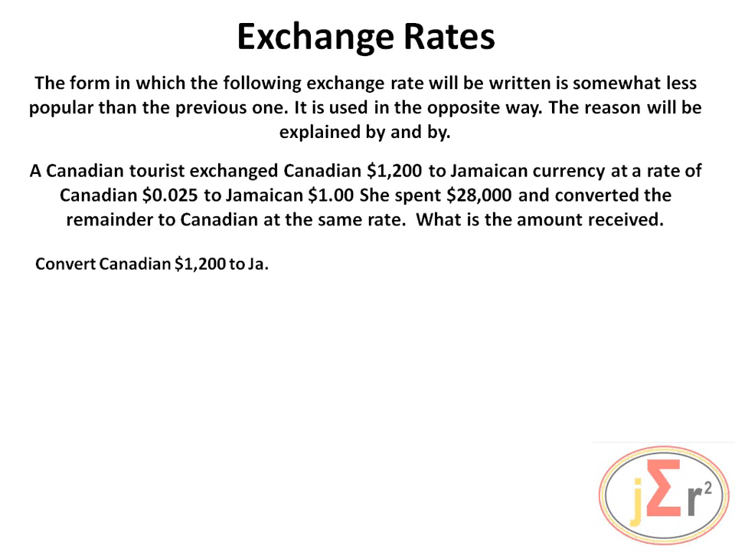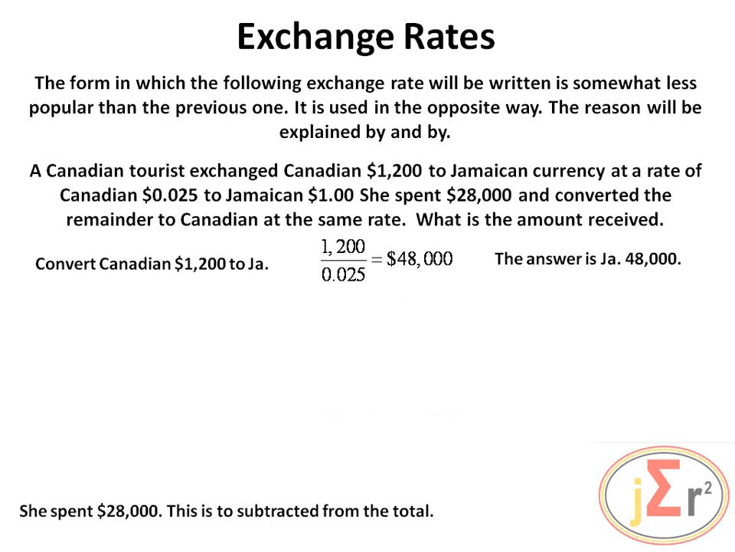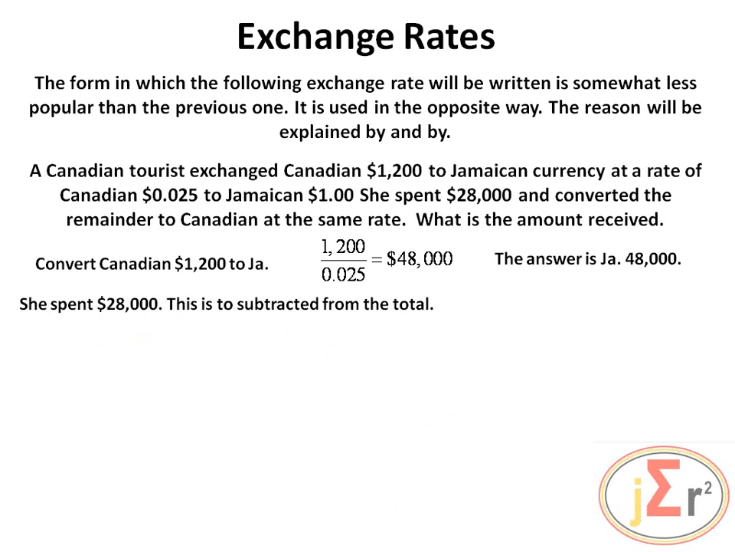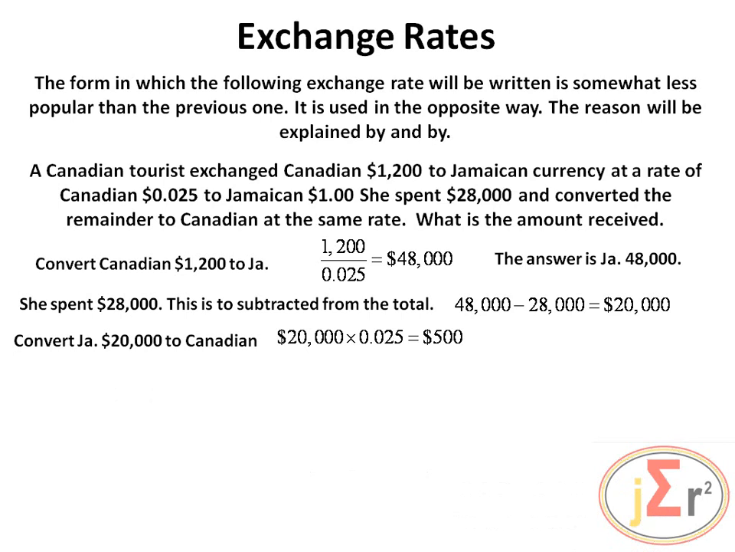Convert Canadian $1,200 to Jamaican. Just divide, you get 48,000. So the answer is 48,000 Jamaican. She spent 28,000, so out of the 48,000, we are going to take 28,000, that is 20,000. We are going to take the 20,000 and convert that to Canadian at the same rate. So we multiply the 20,000 by 0.025, and we get $500. The answer is Canadian $500.